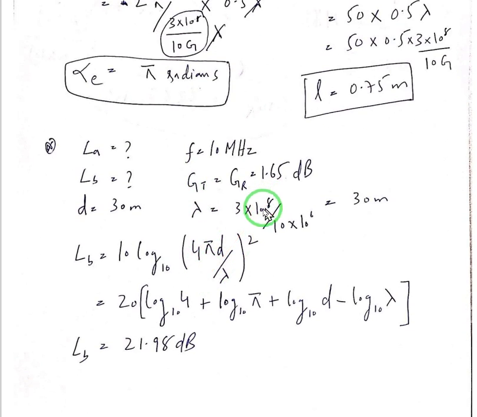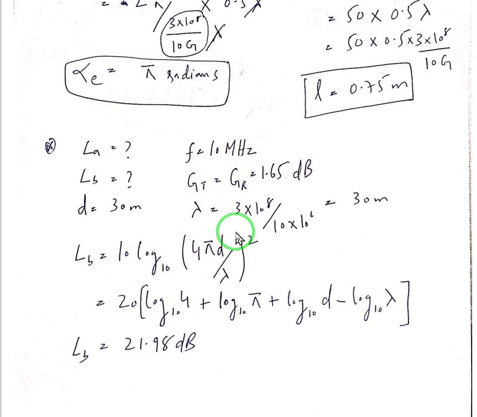Moving forward, in a question we have to find the actual loss and basic loss, where the working frequency of an antenna is given as 10 megahertz, transmitter gain and receive gain are given as 1.65 dB, and D is equal to 30 meters. We have to find LA/LB, that is actual and basic loss.